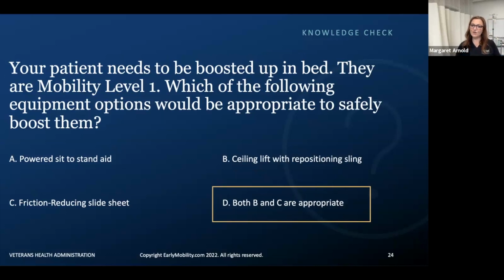If you chose D, you are correct. You could use a ceiling lift or a floor-based lift with a repositioning sling, or you could use a friction-reducing slide sheet to help the patient boost up in bed.